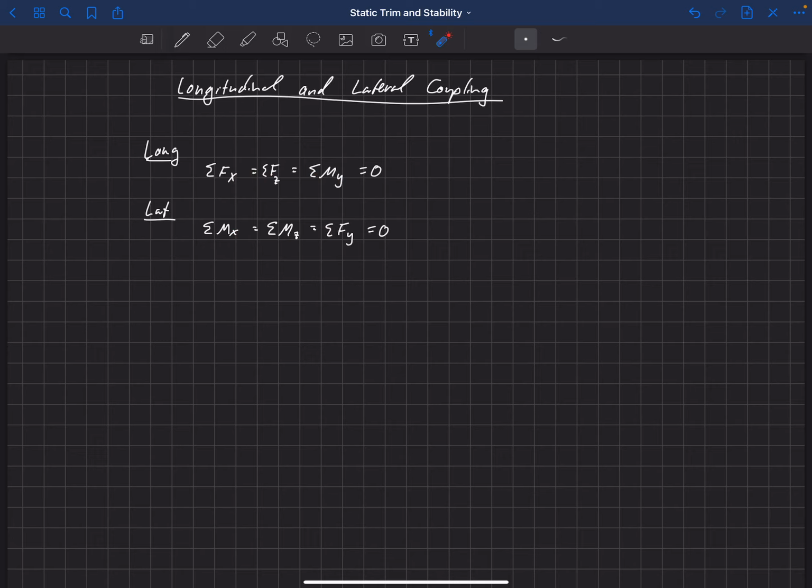Now, these forces and moments include aerodynamic forces and moments on the aircraft, as well as forces and moments due to thrust, and also body forces, like our weight vector. If all of that sums to zero, then the aircraft will be in a trim state.